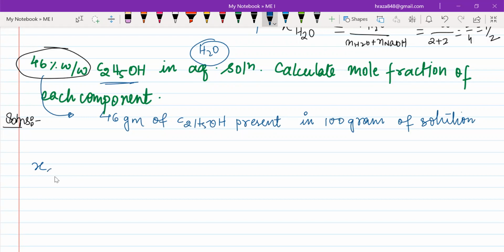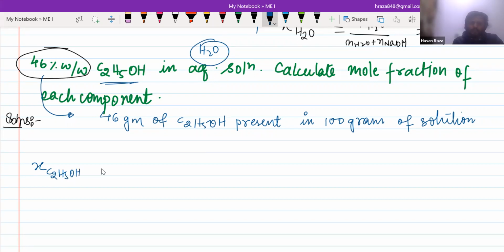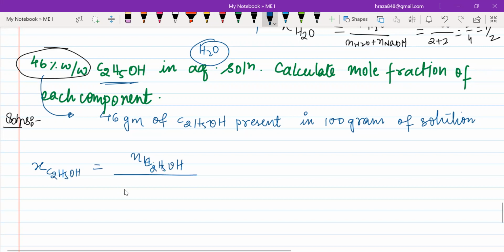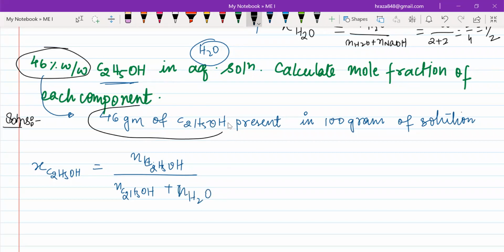So if you are going to calculate mole fraction of C2H5OH, it will be equal to number of moles of C2H5OH upon number of moles of C2H5OH plus the other component, H2O, number of moles of H2O, right? You can easily calculate number of moles of C2H5OH from here, that is given mass 46 upon molar mass 46. That is 1, right? Yes or no? Please do respond. 1 upon 1 plus. Yes or no?